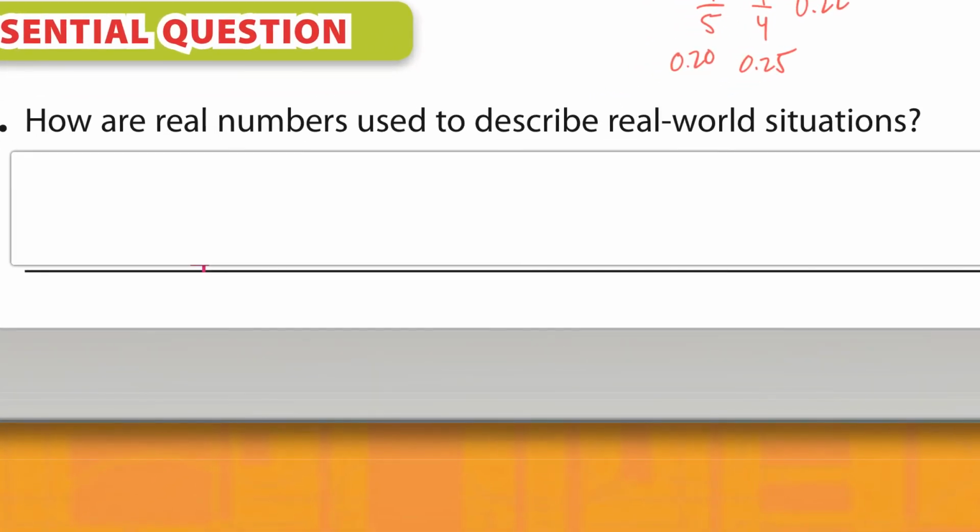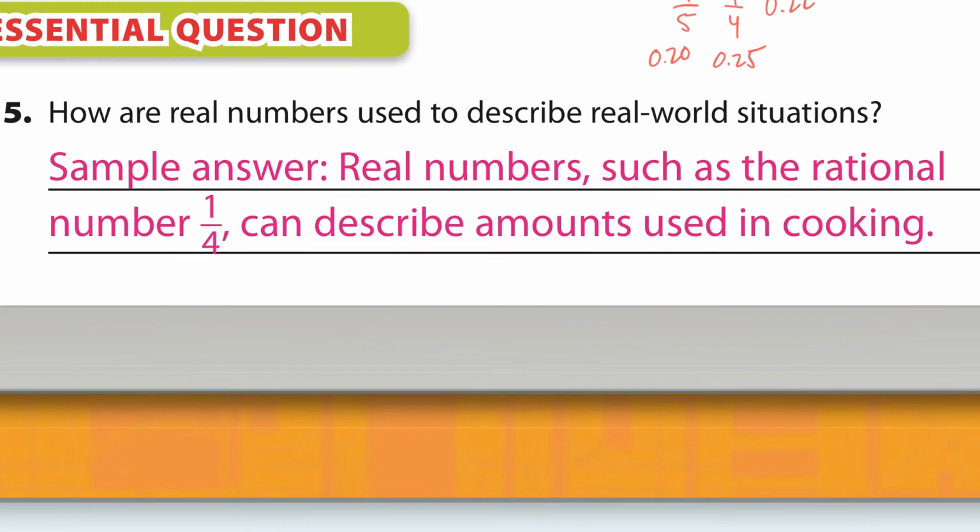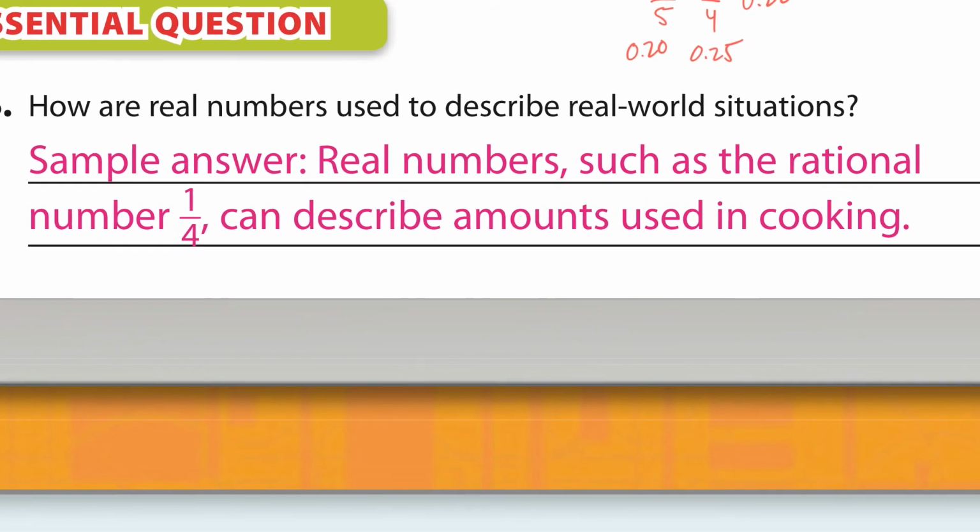And then we have this one. How are real numbers used to describe real world situations? Well, here is a possible answer. Real numbers, such as the rational number 1/4, can be used to describe amounts used in cooking.